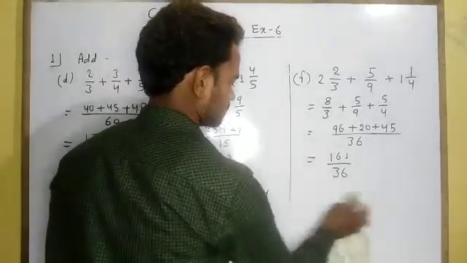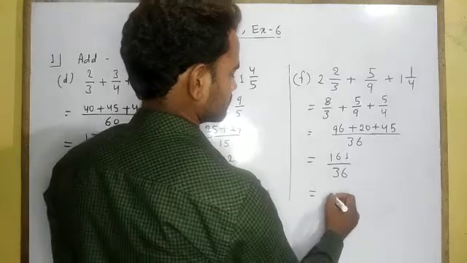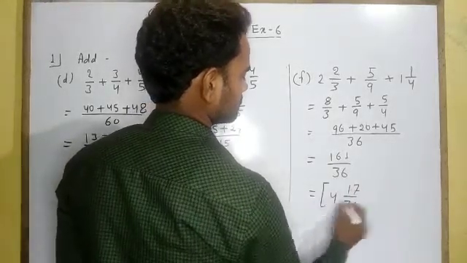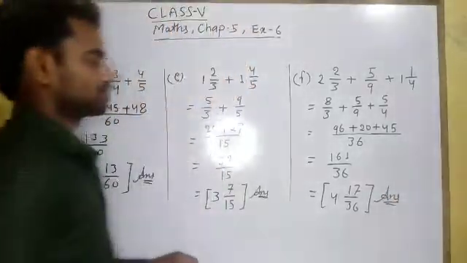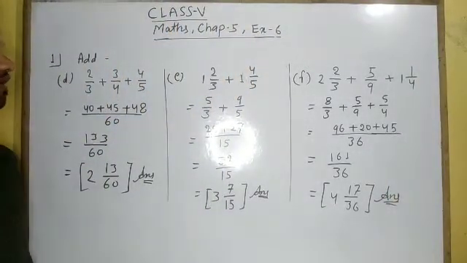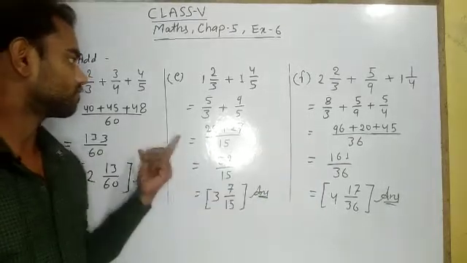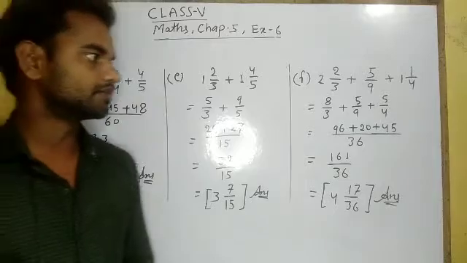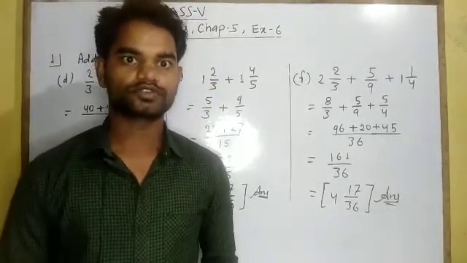This is the rough work you can do on another page. This is 4 whole 17 upon 36. So this is the answer of question number 1 part F. All these parts will be written in your notebook. Remaining parts A, B and C will be solved by yourself. Now start the next question.